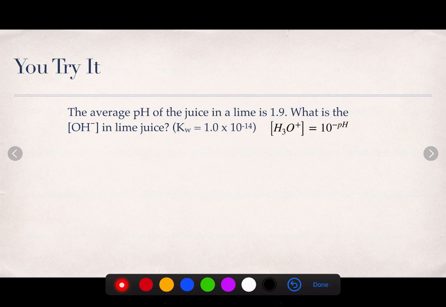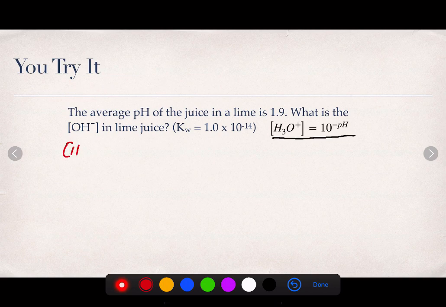We do have a new equation that we're given that relates pH and hydronium ion concentration. It's just the opposite of the calculation that we use to calculate pH from a concentration. And we see that we're also given Kw. So the first thing we want to do is calculate the concentration of our hydronium ion.